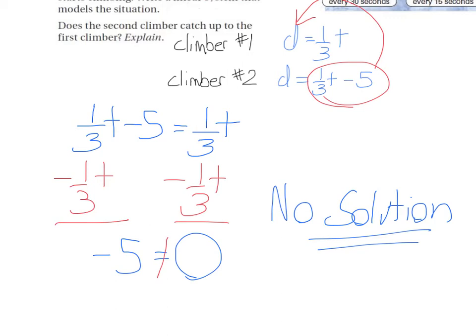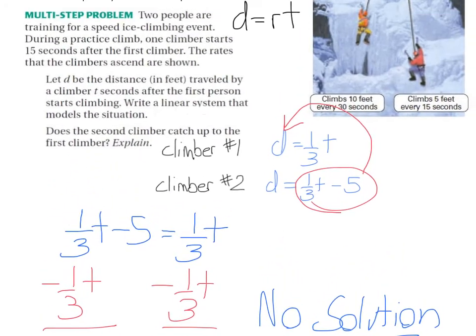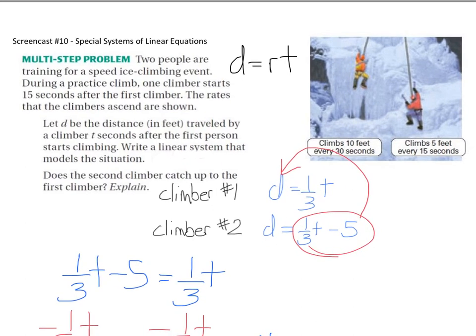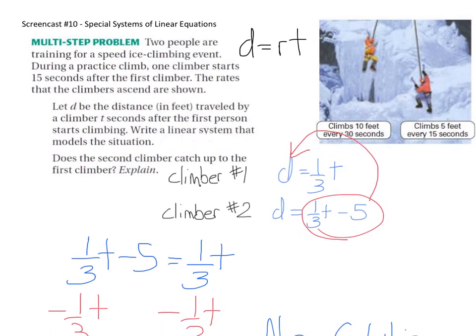And in order to do that, we have to look back at the situation. The situation, remember, was as follows. We had 2 climbers, speed ice climbing, and one climber starts 15 seconds after the first climber. We saw pretty early on that both rates were exactly the same. If somebody climbs 10 feet every 30 seconds and another climber climbs 5 feet every 15 seconds, they are climbing at the exact same rate of 1/3 feet for every second.